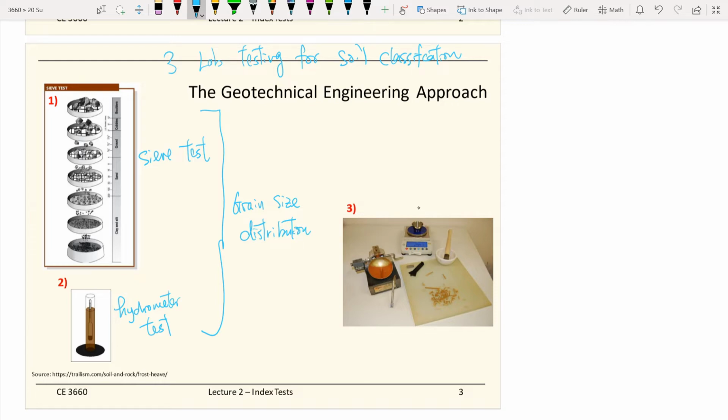We'll come back to each test individually to talk in more detail. And if you take the next class, C368, you will have hands-on experience doing these tests. The Sieve Test and Hydrometer Test help you tell the particle size, so that's why the two tests can help you form the grain size distribution curve. The third test we will cover, also very typical for geotechnical testing, is the Atterberg Test.